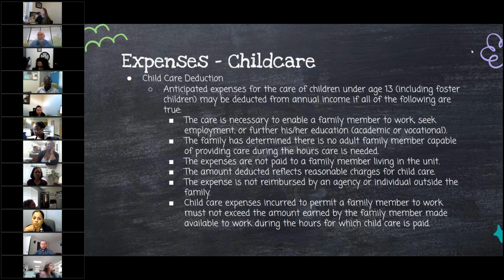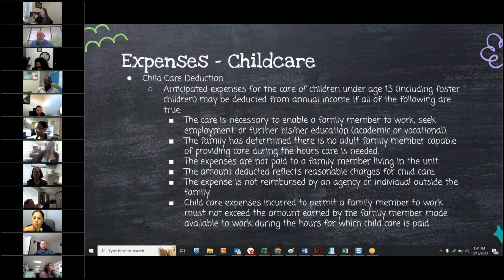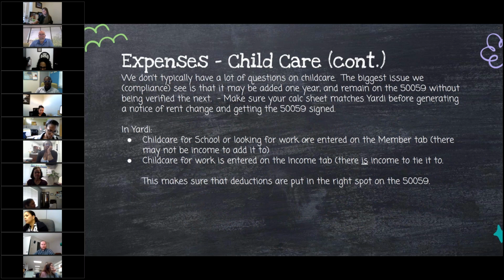If someone's 13 or older, it could potentially be a disability expense, right, that we looked at before, but it couldn't be a child care expense. We typically don't have a lot of issues on childcare. What I typically see is I get a lot of questions of Yardi doesn't match the calculation sheet. And I'd say probably 50% of them are that there was a childcare expense added at some point in the past, and then this year you're not taking it off or updating it. It's just left where it is.